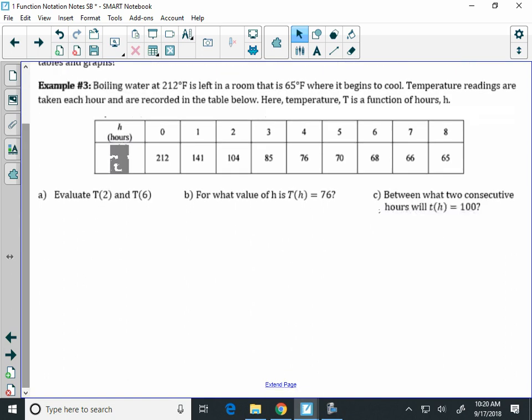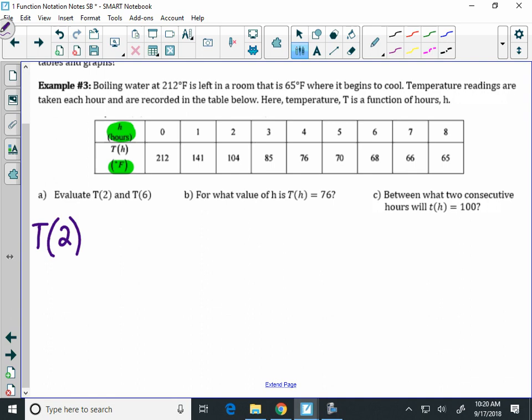Boiling water at 212 degrees. So a pot of boiling water is left at room temperature. Temperature readings are taken every hour. Right? So we have hours here on the top and temperature on the bottom of the table. So first thing it says is find T of 2. What that means is find the temperature after 2 hours.